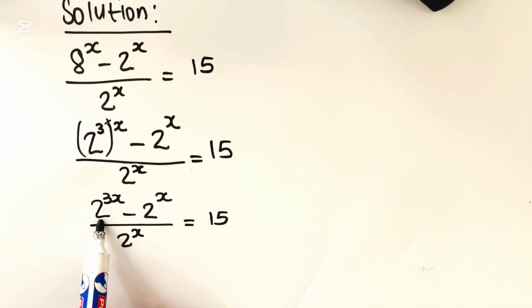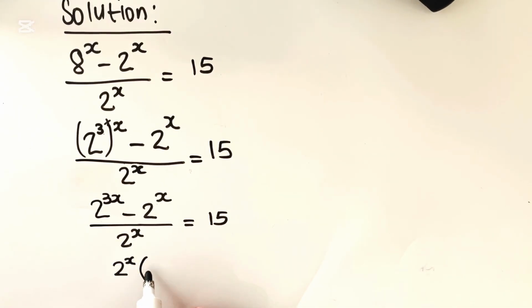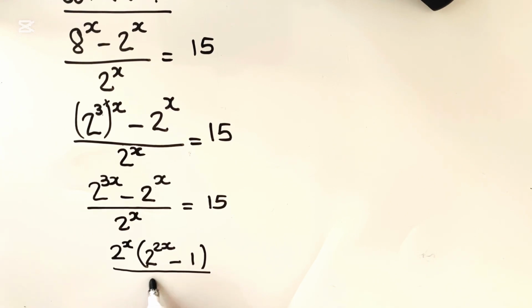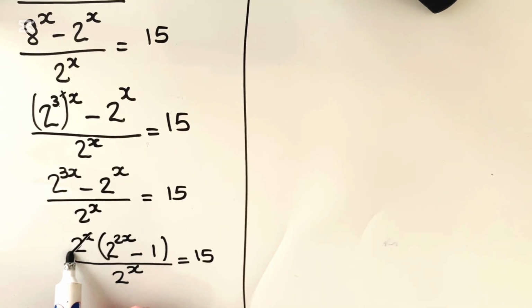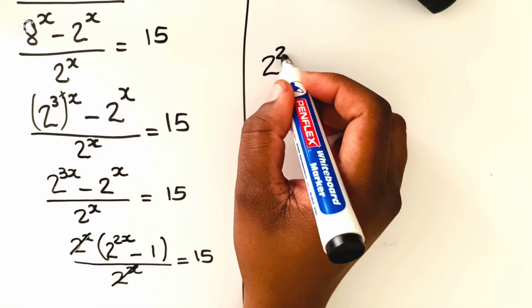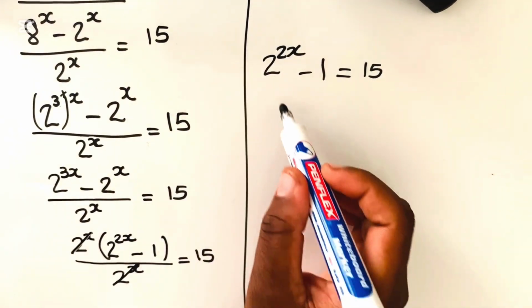Now we have to take out the common factor in the numerator, that will be 2^x, and we'll be left with 2^(2x) minus 1. Keep the denominator equal to 15. So let's divide the 2^x by 2^x. That gives us 2^(2x) minus 1 equals 15.